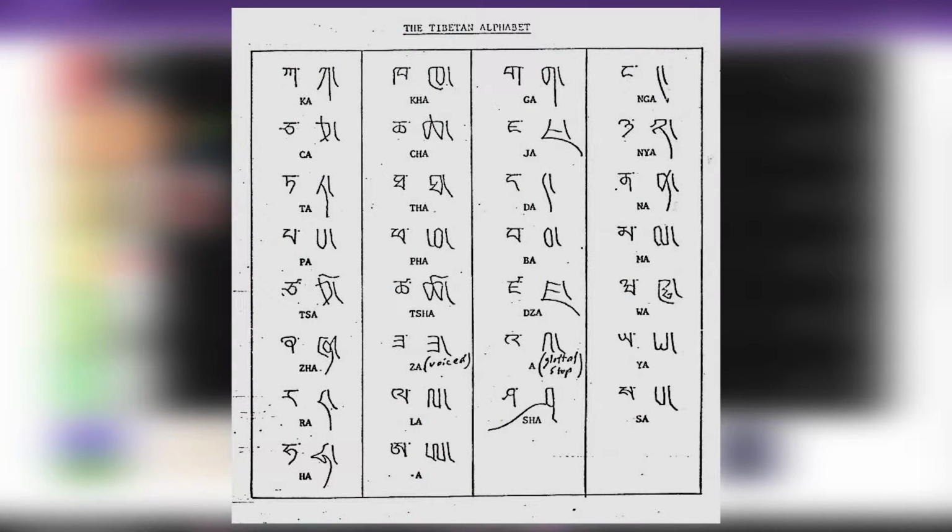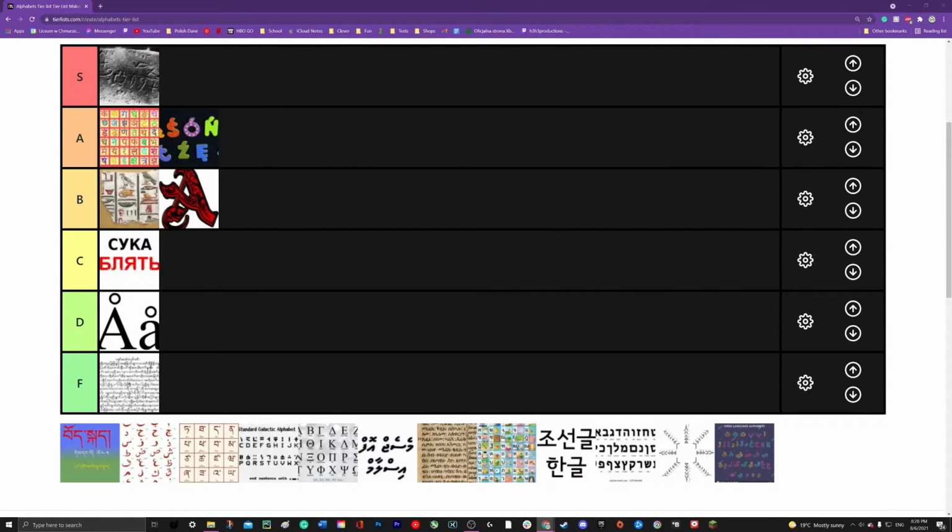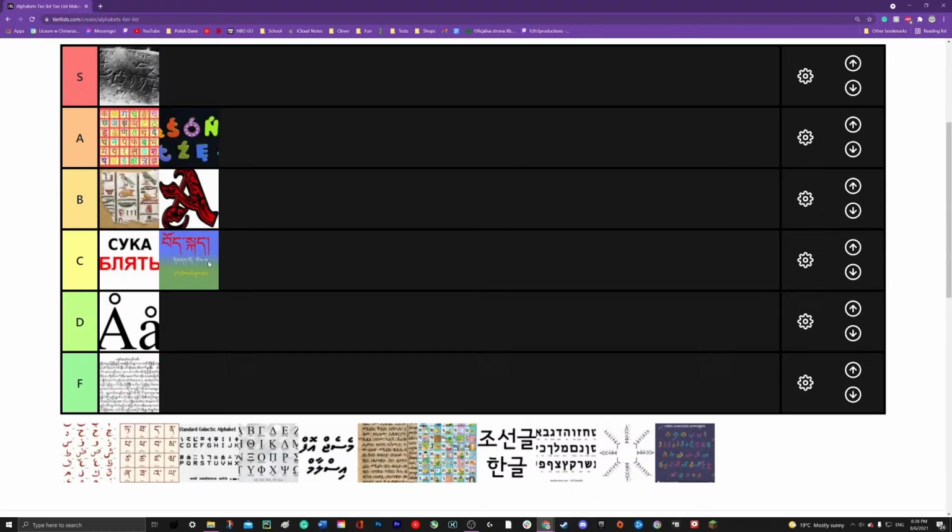They do get points for every letter looking very distinguishable. They are pretty elegant, nothing special about them to be honest. So they're getting a C. And I do prefer the Russian alphabet, or the Cyrillic alphabet, over the Tibetan one. That's why this one is more on the right. That's how tier lists work, I think.